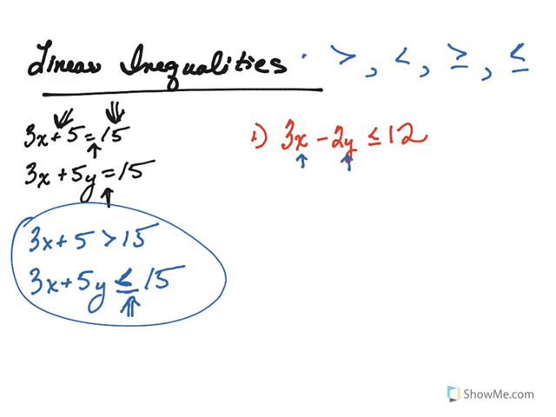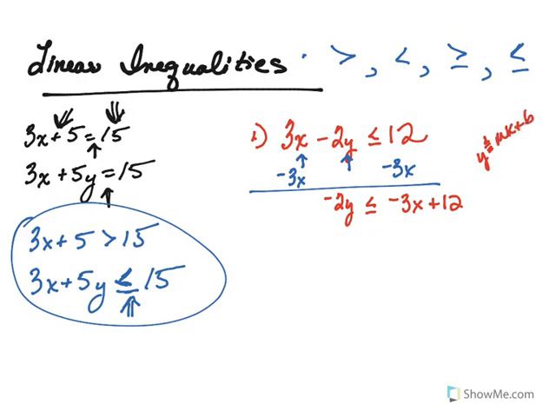So let's solve for y. We're going to subtract 3x from both sides. So then I get negative 2y is less than or equal to negative 3x plus 12. You notice that I'm already getting it into y equals, or in this case less than or equals, mx plus b form. Saying 12 minus 3x isn't incorrect. I just like putting the x term first so I can have it in this form so the slope and the y-intercept pop out at me.